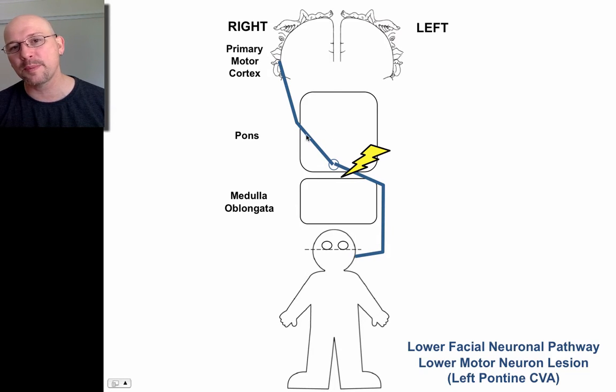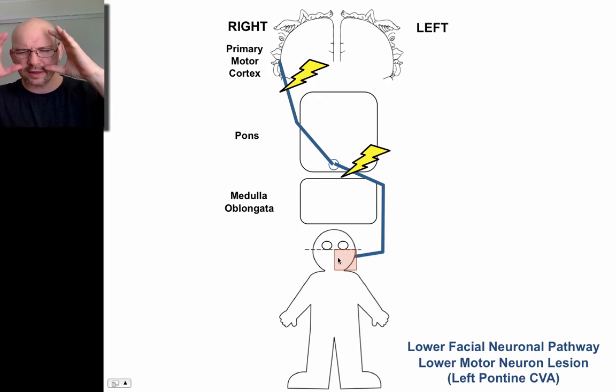And whether we break the upper part of the pathway or the lower part of the pathway, we're still going to get the same hemiplegia on the face. So that's actually fairly easy to do. Whether it's up here or down here, it's going to look the same clinically. So that kind of makes it easier for us.